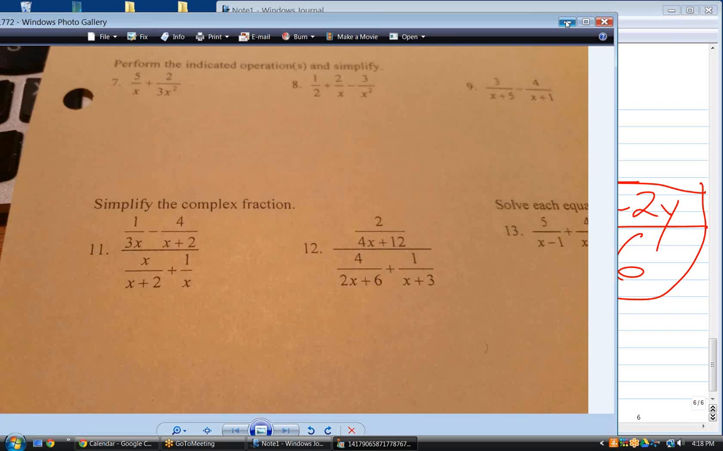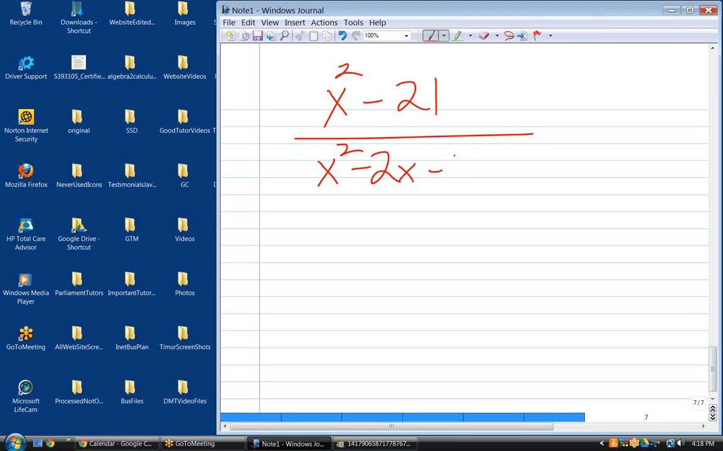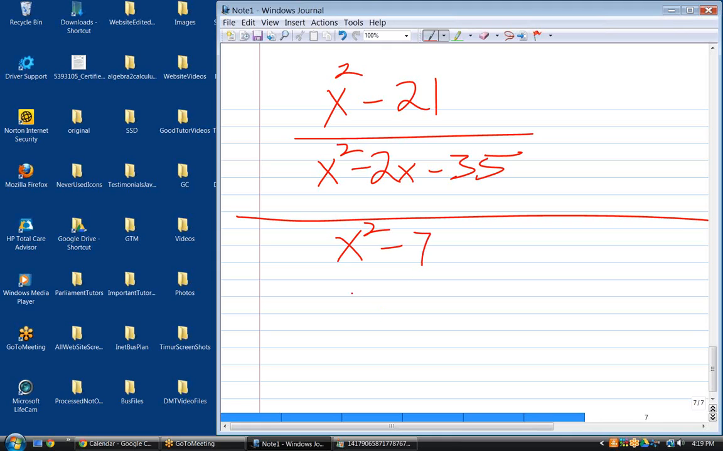Can we do a division that's like x squared minus 21 over x squared minus 2x minus 35, and then divided by x squared minus 7? Or, no, x squared, and then over x minus 7. Sorry, I messed up. Like that?